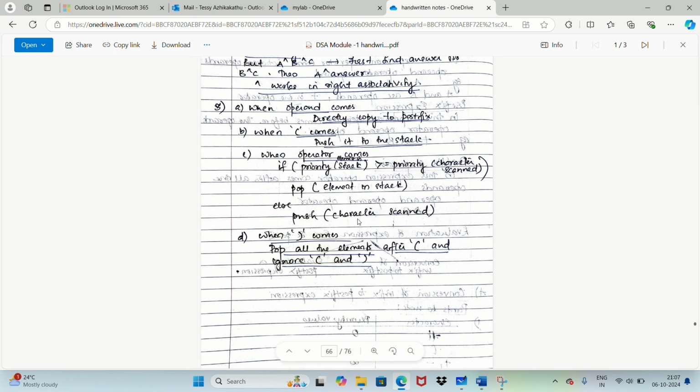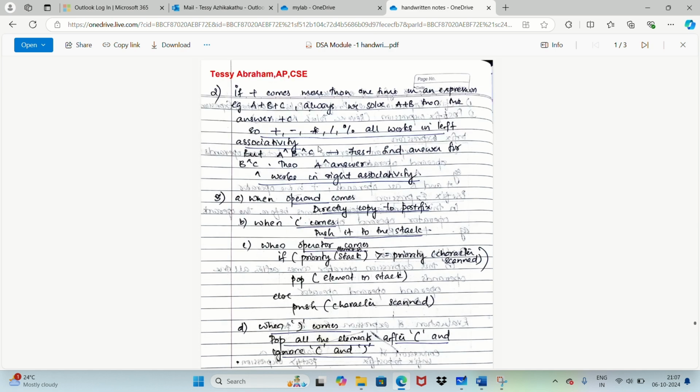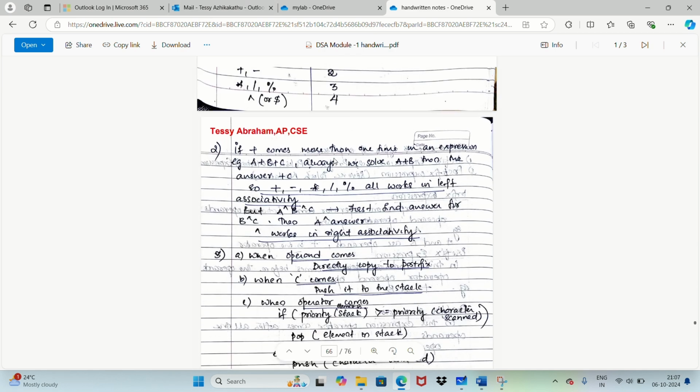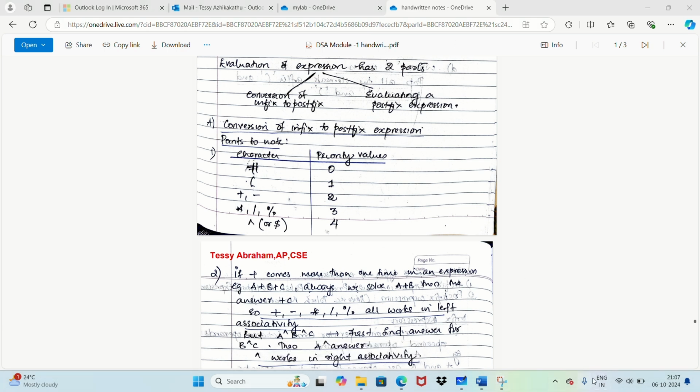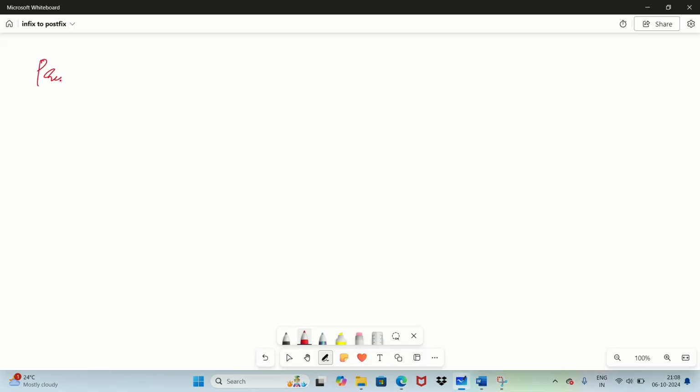So this is what you have to understand when we are going to do this program. About the priorities: hash has priority 0, the opening brace has priority 1, then plus and minus have priority 2, then into, slash and modulo have priority 3, and finally the power, which we can write with the caret symbol or like this, has priority 4. So these are the first things you have to consider.